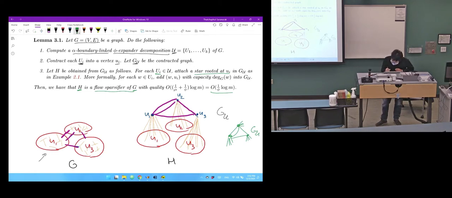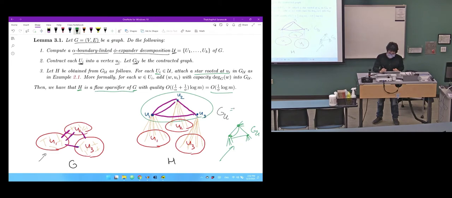So actually it's going to be something like this: 1 over alpha plus 1 over phi times log n, but 1 over alpha is smaller than 1 over phi. Okay. So you see that this is not super simple yet. It's not a tree, it's not a star, but it is a bit simpler in the sense that this part of the graph is a smaller graph. It's just a contracted graph.